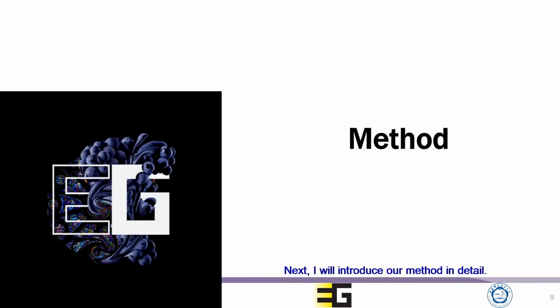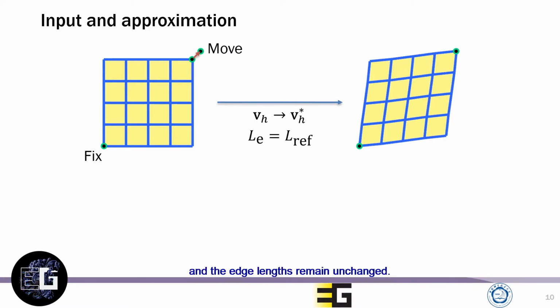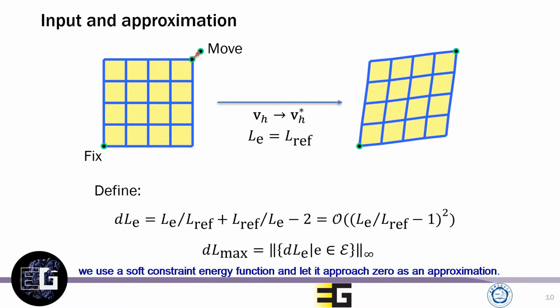Next, I will introduce our method in detail. Our input includes a discrete Chebyshev net, handles, and their target positions. We hope that after deformation, each handle reaches its target position, and the edge lengths remain unchanged. Since the second requirement is strict and too hard to meet, we use a soft constraint energy function and let it approach zero as an approximation. We use the infinity norm to define a constraint energy function, which can describe the maximum edge length deviation.